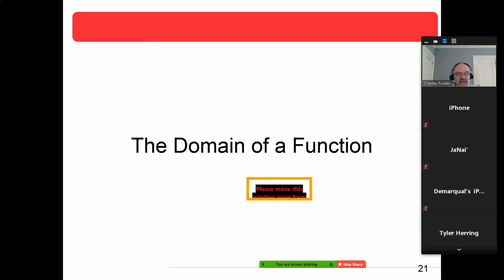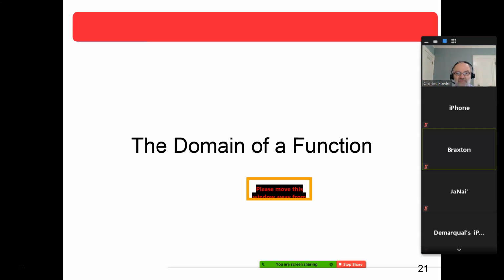Domain is any of your possible inputs into the function. Now, the most popular way of expressing a function is this: y is equal to f of x. Braxton, were you going to say something? I saw your light come on. Maybe not. Okay.